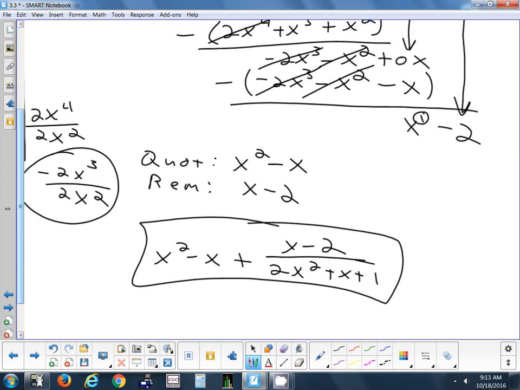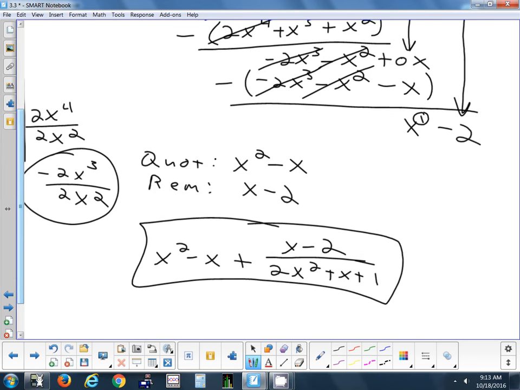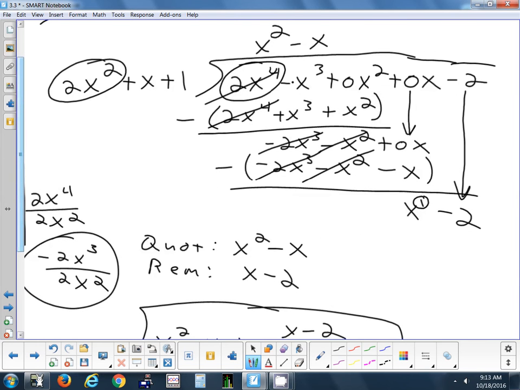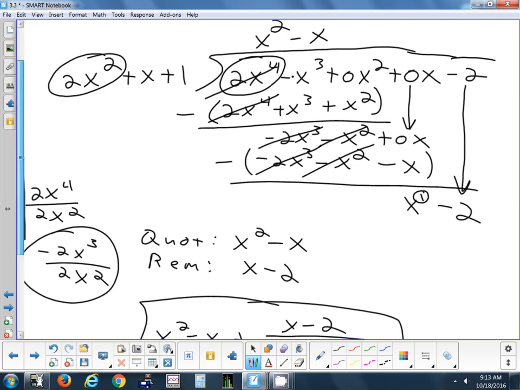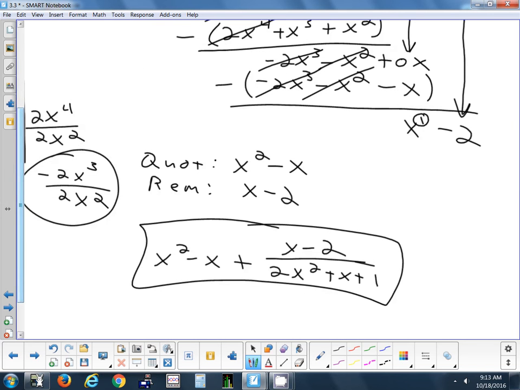All right, so we still didn't get a remainder of 0, which means that what we tried to divide into it is not a factor. Okay, that does not go into it without a remainder. Okay, we will do some that actually divide nicely.